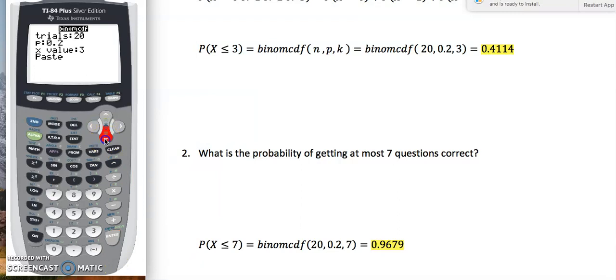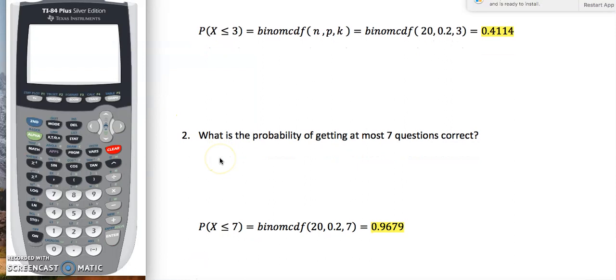So we have 20, 0.2, and up to how many questions? We want to get up to 7. And so a very good probability here, it's getting close to 1, 0.9679, rounding to 4 decimal places. So let's move on.